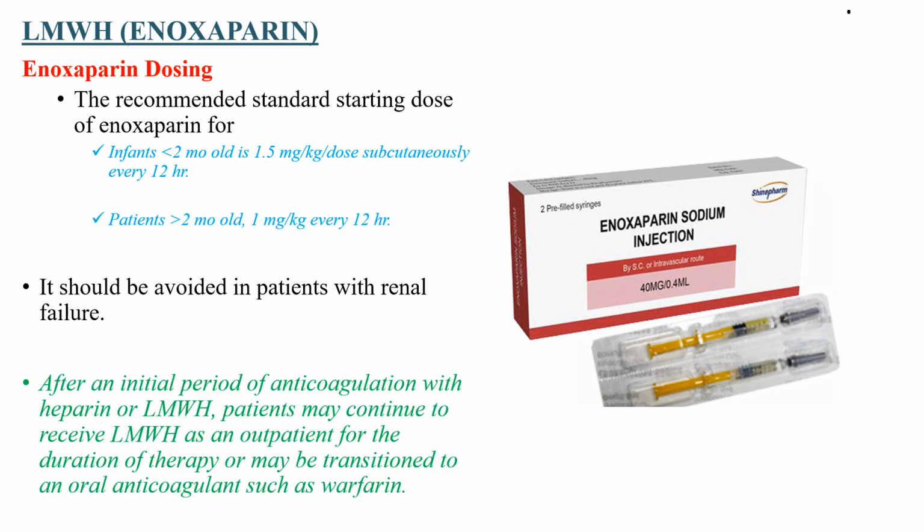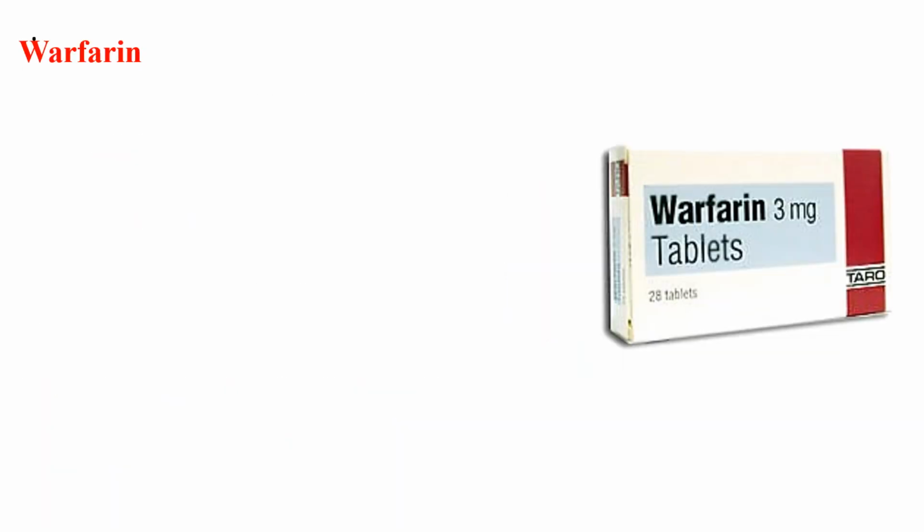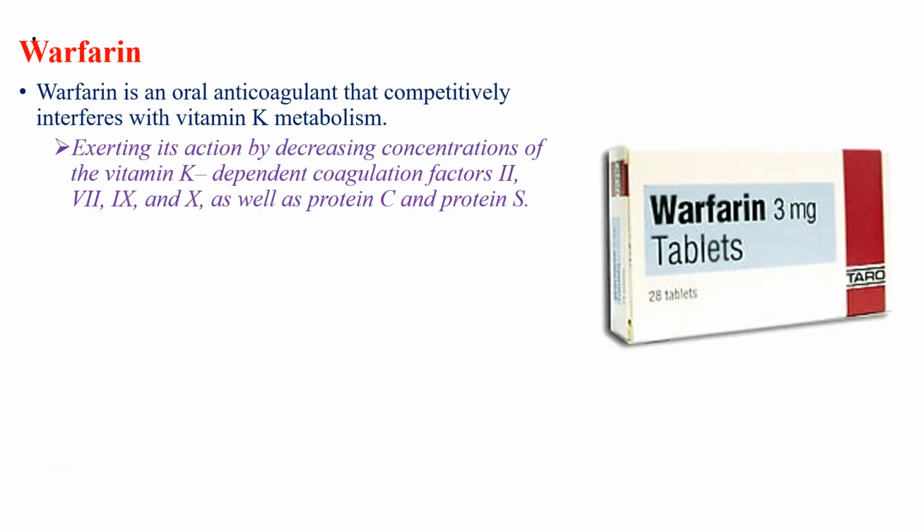After an initial period of anticoagulation with heparin or low molecular weight heparin, the patient may continue to receive low molecular weight heparin as an outpatient for the duration of therapy, or this might be transitioned to oral anticoagulants such as warfarin. Warfarin is an oral anticoagulant that competitively interferes with vitamin K metabolism, exerting its action by decreasing the concentration of the vitamin K dependent coagulation factors, such as factor 2, factor 7, 9, 10, as well as protein C and S.